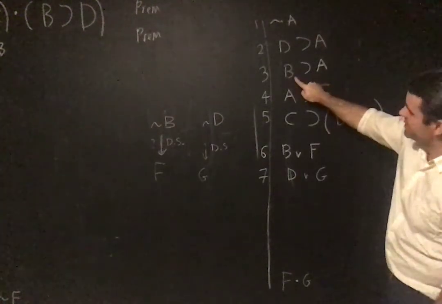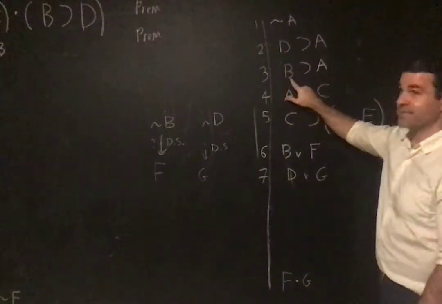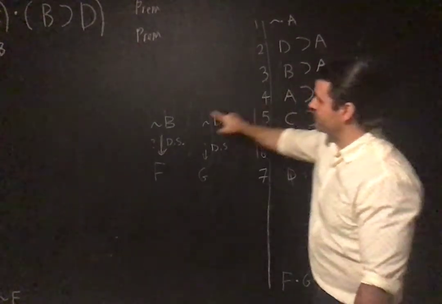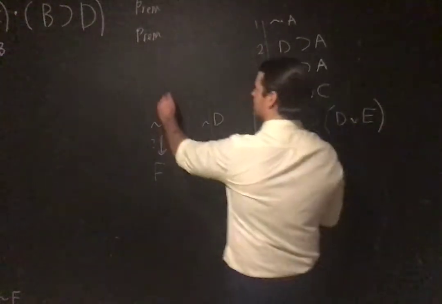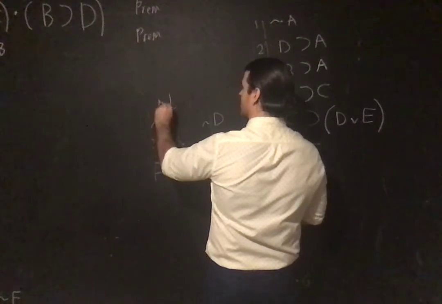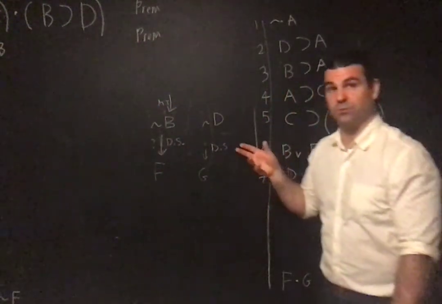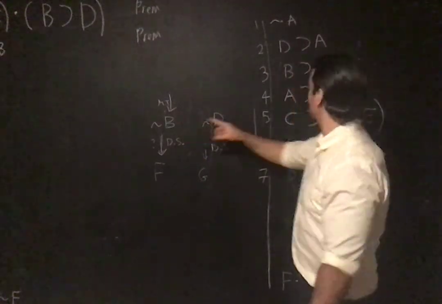B appears here, minus a negation, as the antecedent of a conditional. What allows me to derive the negation of the antecedent of the conditional? Modus tollens. I'm going to get this by modus tollens. MT is what I'm going to do. What formula do I need to apply that rule? What formula do I need to derive not B?